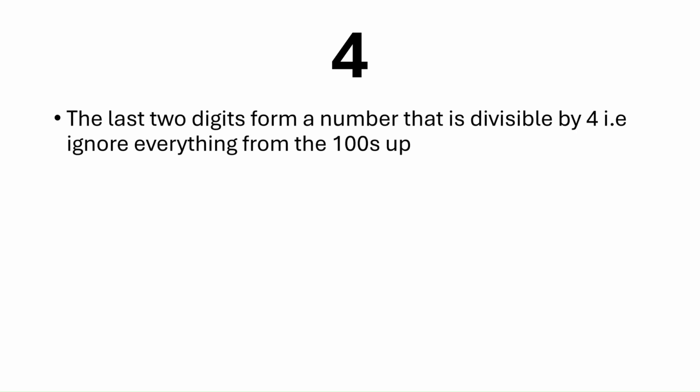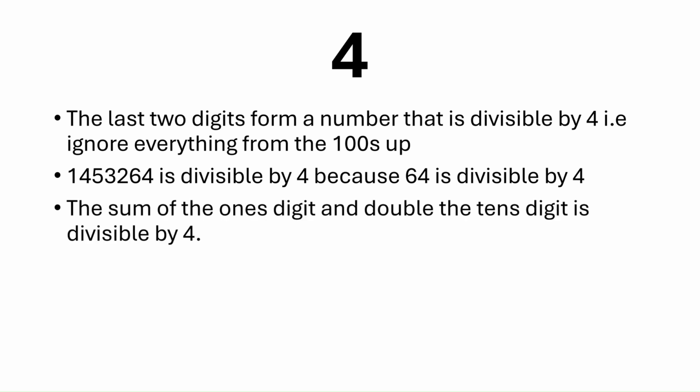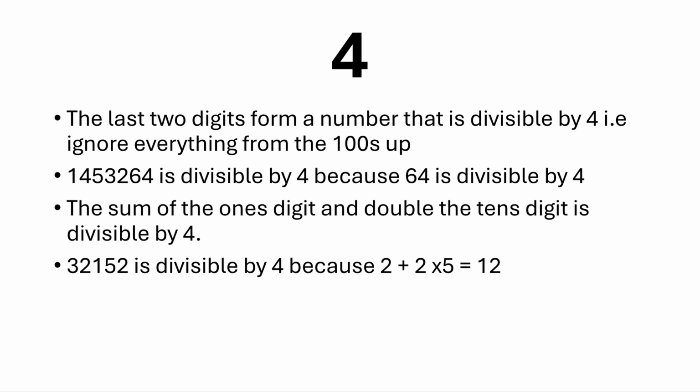4. The last two digits form a number that is divisible by 4, i.e. ignore everything from the 100s up. 145364 is divisible by 4 because 64 is divisible by 4. Alternatively, the sum of the 1's digit and double the 10's digit is divisible by 4. 32152 is divisible by 4 because 2 plus 2 times 5 is equal to 12.